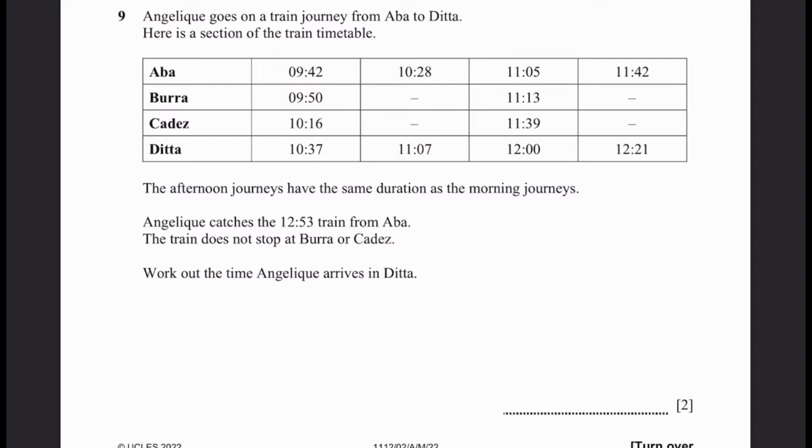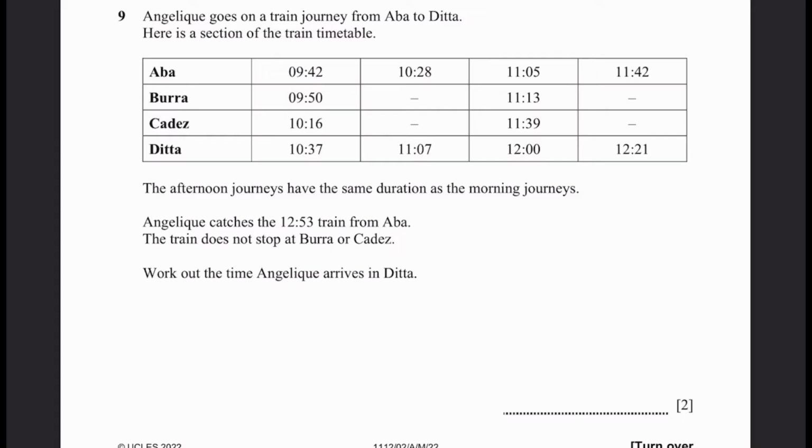Question 9. Angelique goes on a train journey from Aba to Dita. Here's a section of the train timetable. The afternoon journeys have the same duration as the morning journeys. Angelique catches the 12:53 train from Aba. The train does not stop at Bora Kadas. Work out the time Angelique arrives in Dita.